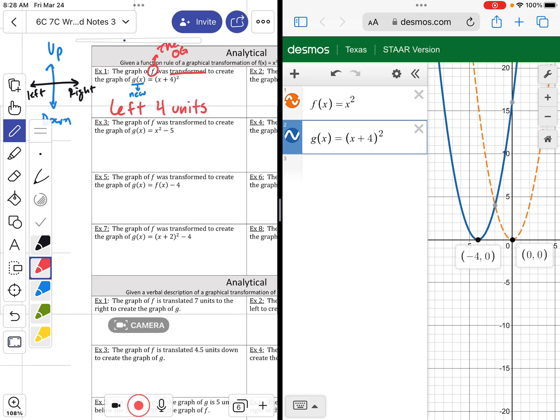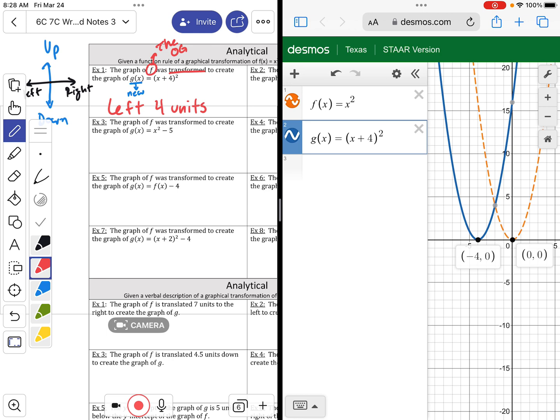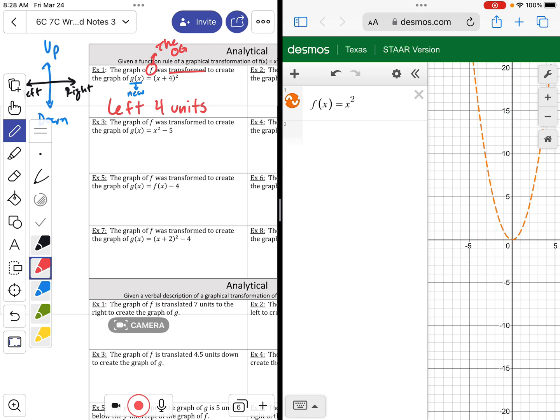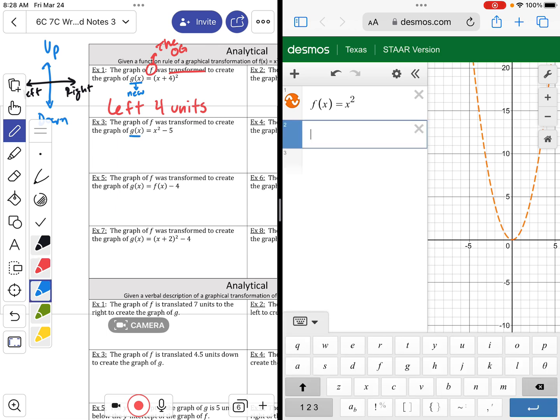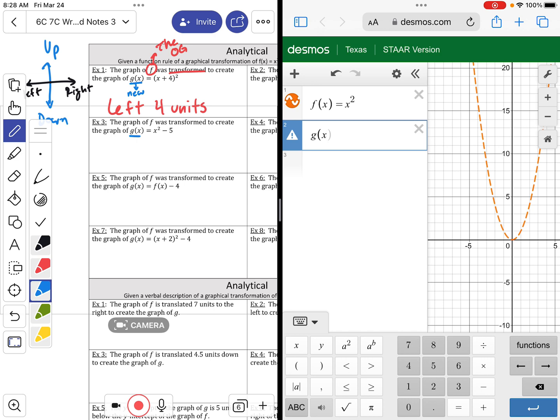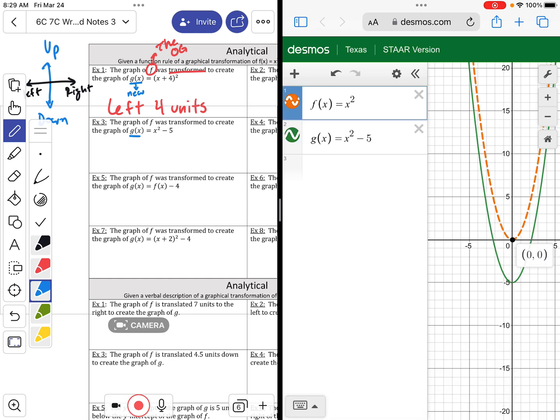So let's try a couple more. That way we can kind of get the feel for these. So example 3 says, the graph of f was transformed to create this new graph. G of x equal x squared minus 5. So again, click on the vertex, y'all. Don't be scared to click on it. That's going to help you out.